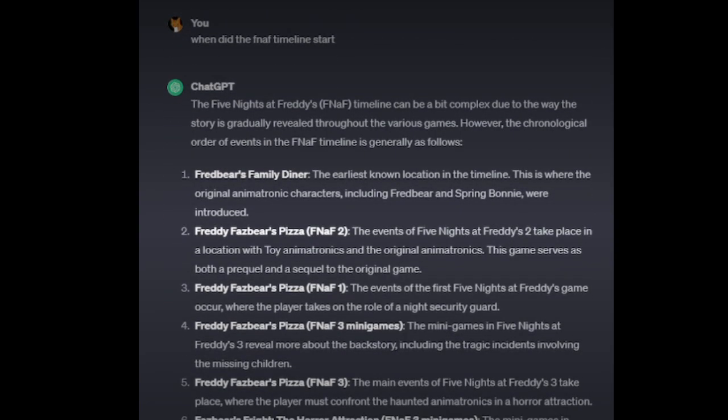Okay. This looks promising, chat. Mr. GPT is putting in work.